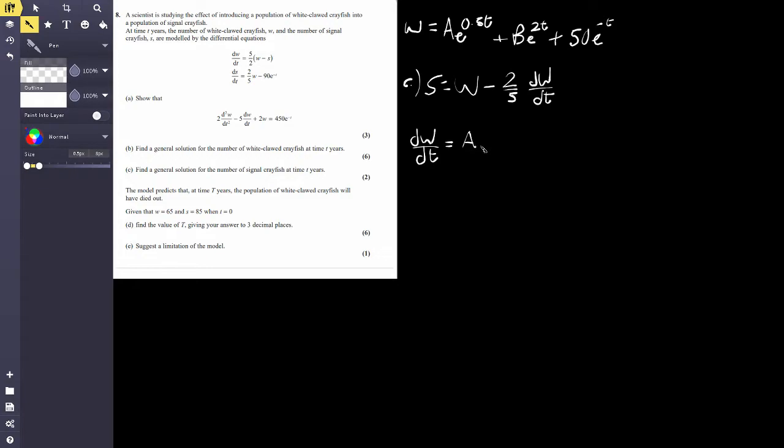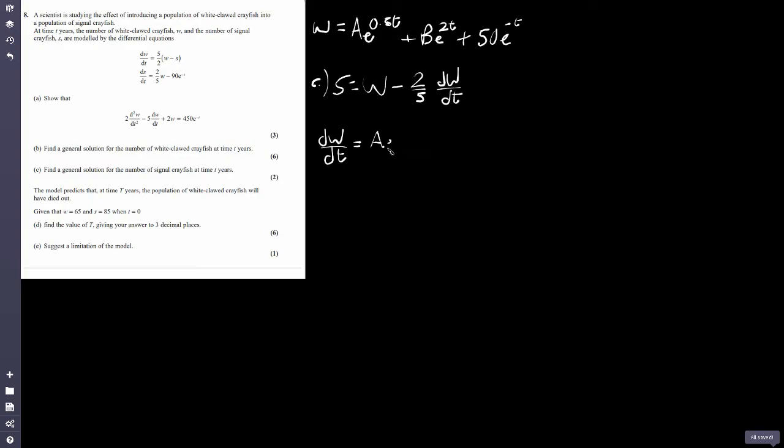So there's a lot of halves there. So a e to the half t divided by 2, plus 2 lots of b e to the 2t, and then minus 50e to the minus t. And now that we've got the derivative, we can now use this in our S here.